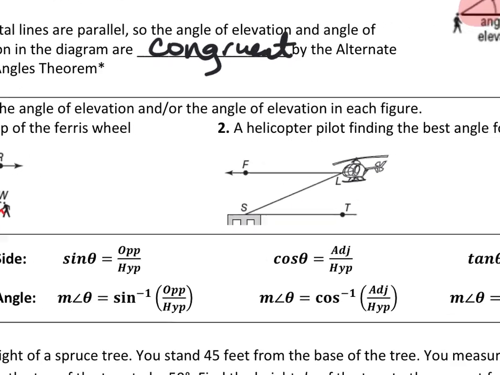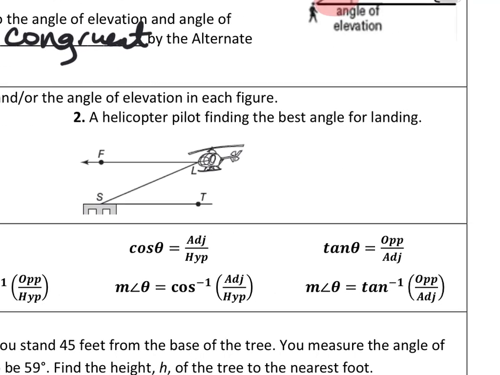For number 2, it says a helicopter pilot finding the best angle for landing. So the person who's looking is here in the helicopter and they're looking down to land. Does that make it an angle of elevation or depression? Depression. Now you will put that angle of depression from the horizontal line looking down, and it's going to be really tempting to put it right here. That's not where he's looking. He's looking from straight ahead down. So this is the angle we're talking about for angle of depression.